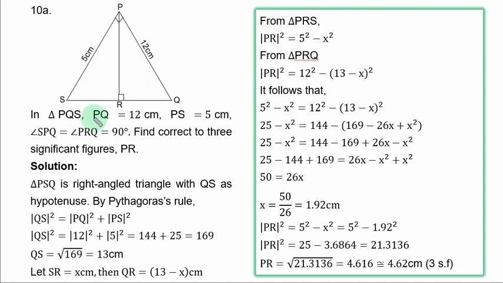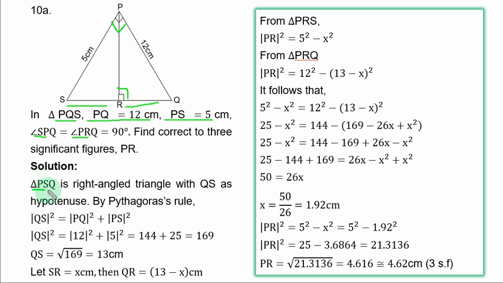Question 10a. In triangle PQS, PQ is equal to 12 cm, PS is equal to 5 cm, angle SPQ is equal to angle PRQ. This angle equal to 90 degrees. Find, correct to 3SF, PR. To get PR, you need either SR or QR. And to get SR or QR, the entire length of QS is needed.